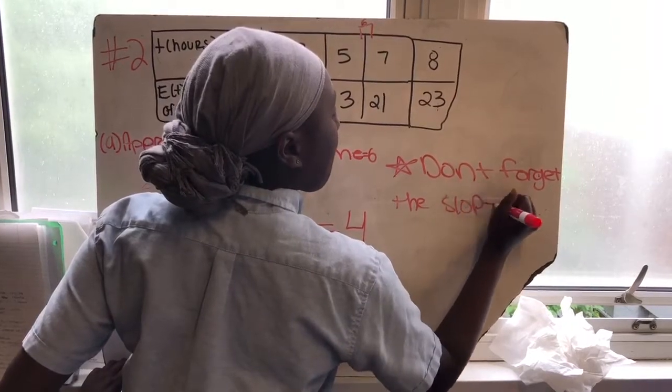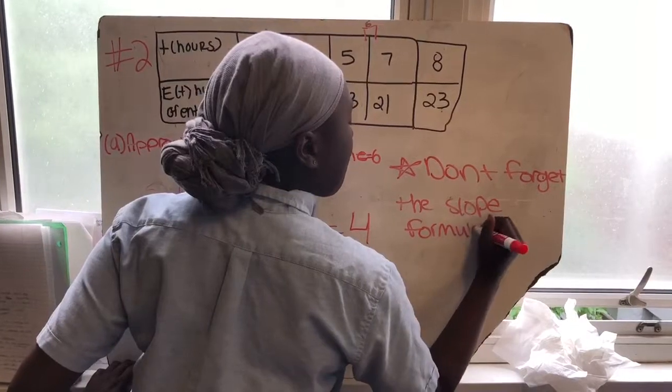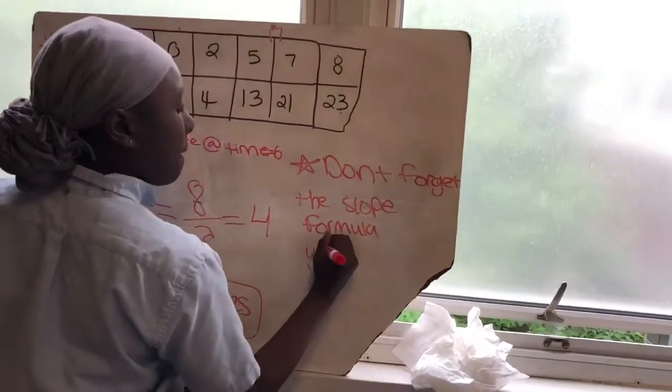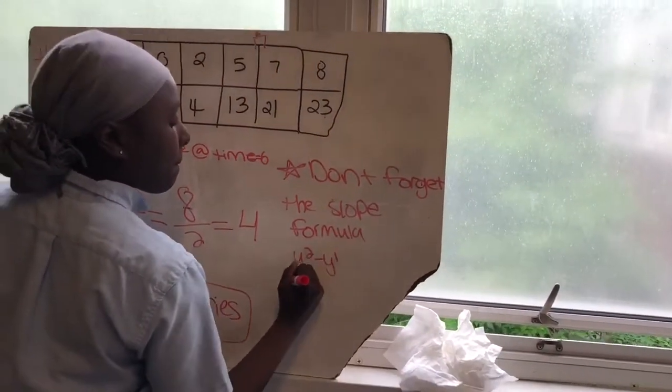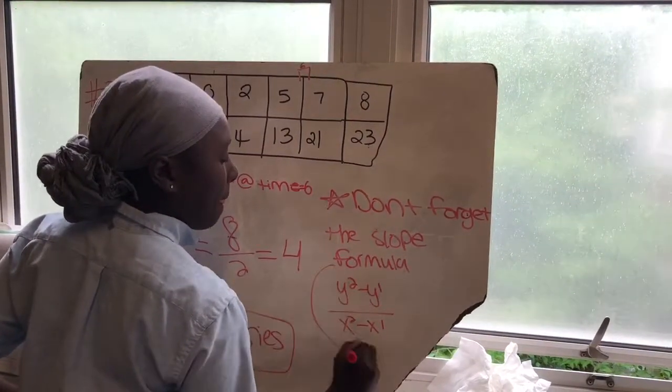You need to do the slope formula, which is y2 minus y1 over x2 minus x1. Don't forget that.